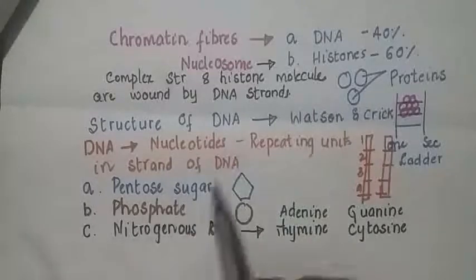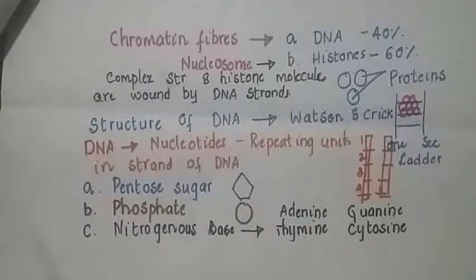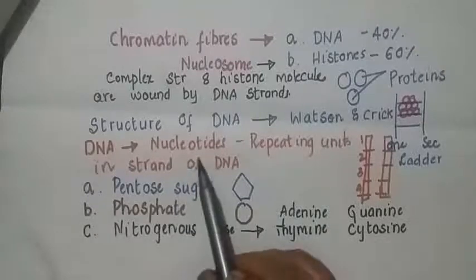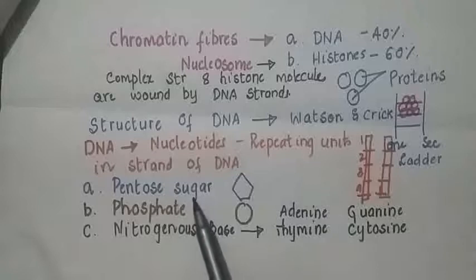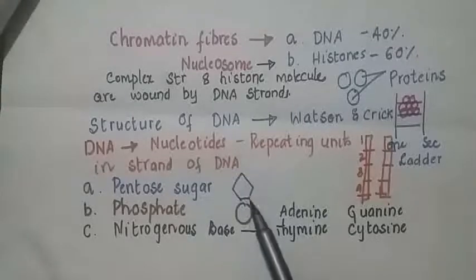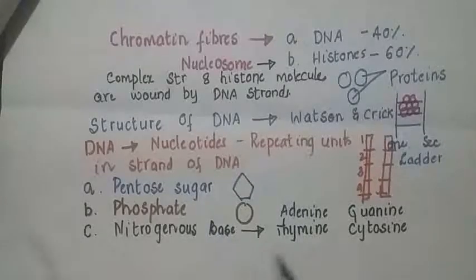I said in one single nucleotide there is one nitrogenous base. It can be adenine, thymine, guanine, or cytosine. So thus you can say that each nucleotide comprises 3 parts: a pentose sugar, which is represented like a pentagon, followed by a phosphate, and then the nitrogenous base, which is one among these 4.